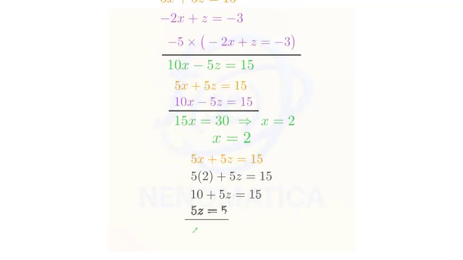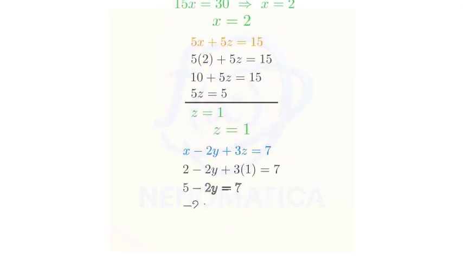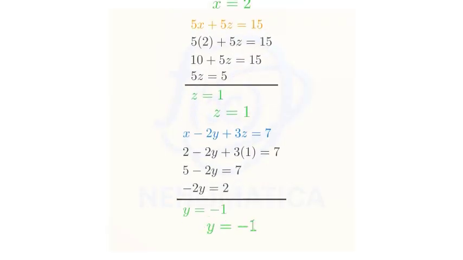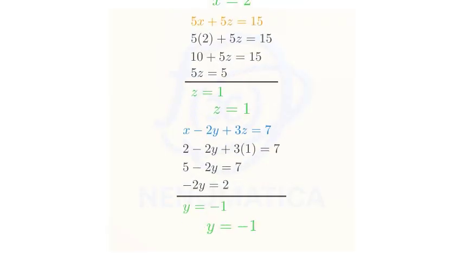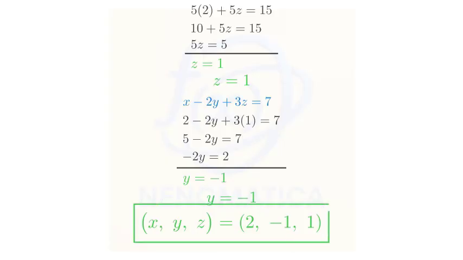Substitute x equals 2 into the second equation, 5x plus 5z equals 15. We find z equals 1. Finally, substitute x equals 2 and z equals 1 into equation 1: 2 minus 2y plus 3 times 1 equals 7. Solving gives y equals negative 1. So the solution to the system is x equals 2, y equals negative 1, and z equals 1. Here is the ordered triple.